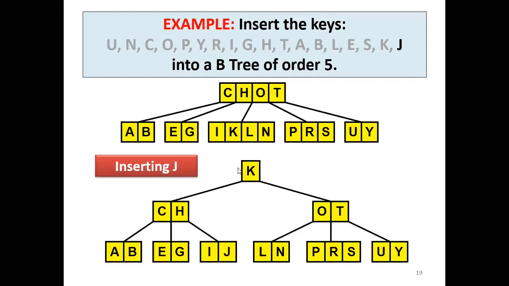If we do that, we have K, and this node split into two, giving us CH and OT, with all the data items or child nodes attached to them. At this point, we have completed the insertion operation, and this also maintains the properties of a B tree.